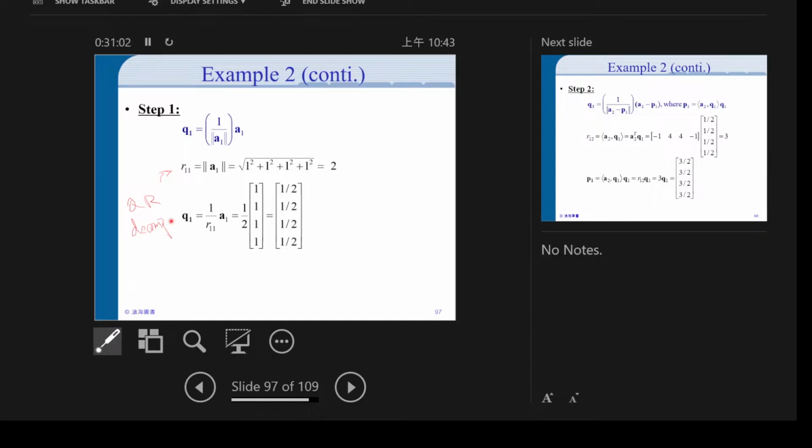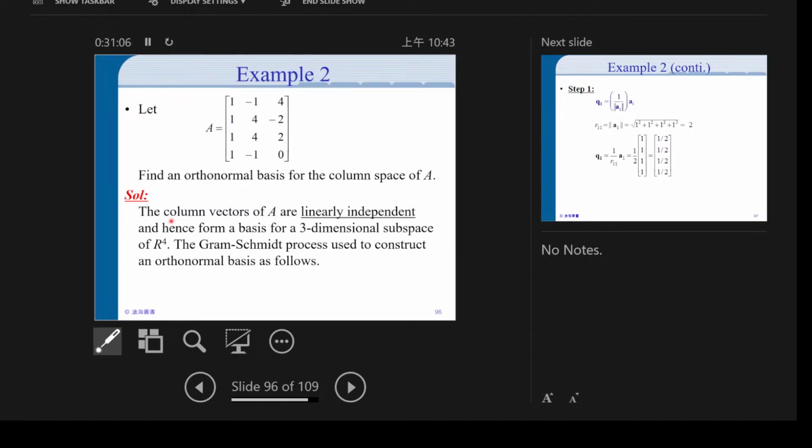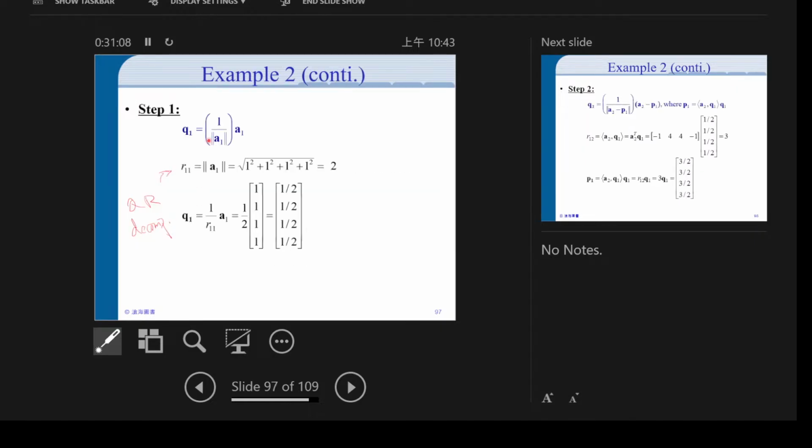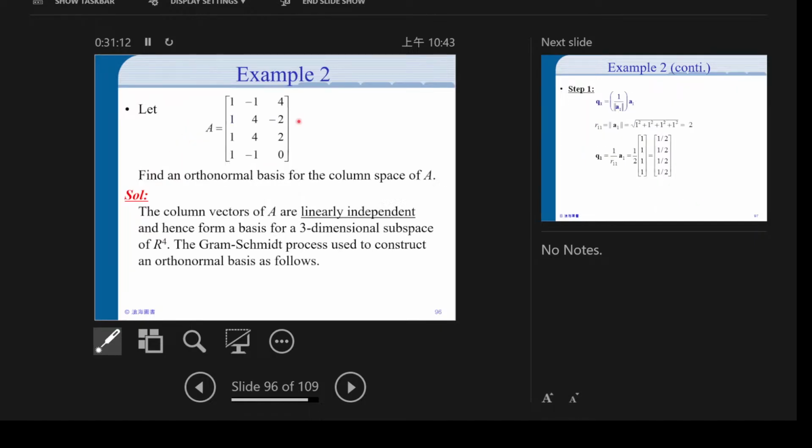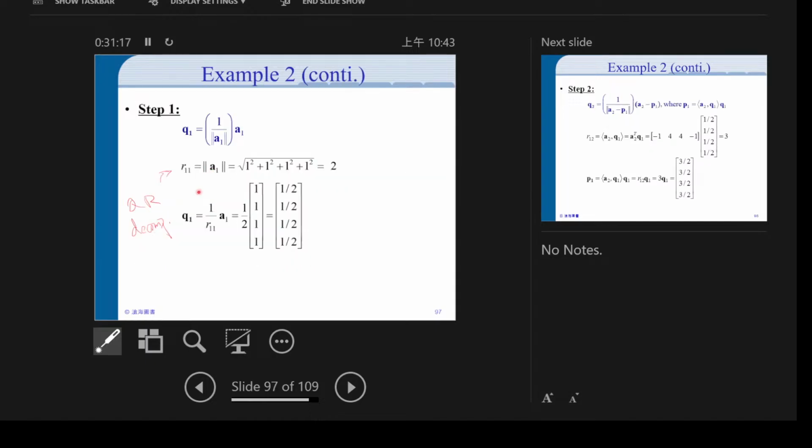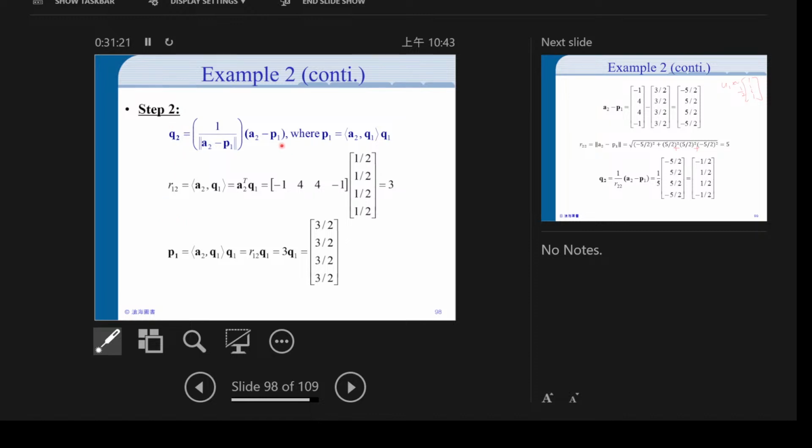But anyway, let's follow through this Gram-Schmidt process. We normalized and got the first vector, and now we want to find the projection of the second vector onto the first orthonormal vector. So we have q1 here, and we want to find p1, the projection of a2 onto q1.